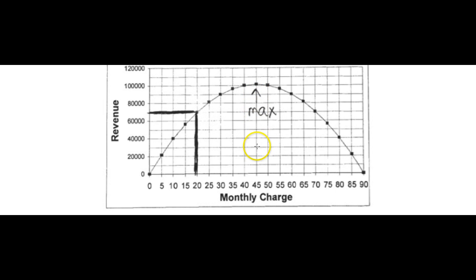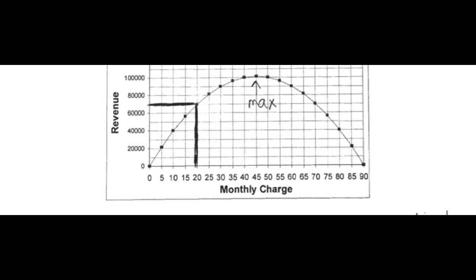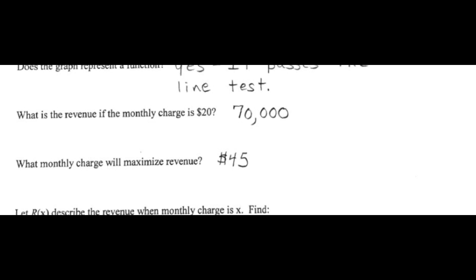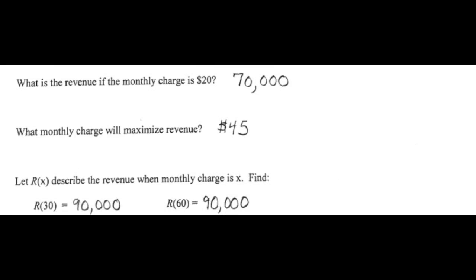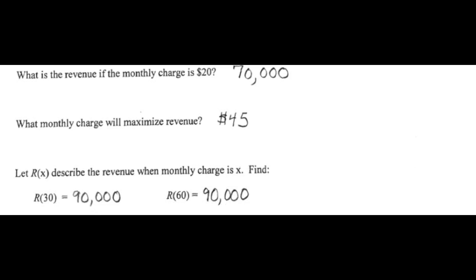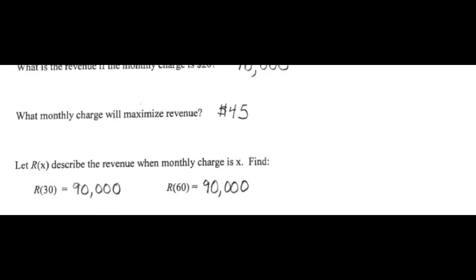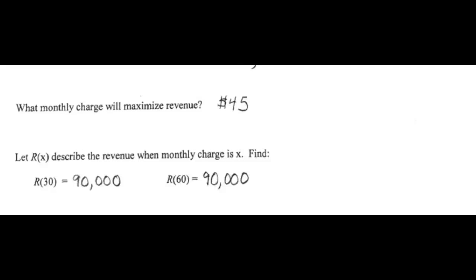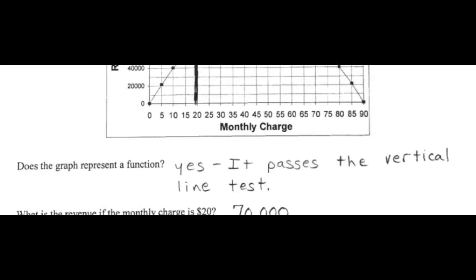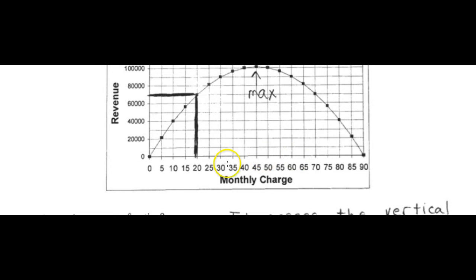And where will we achieve that? What monthly charge will give us the maximum revenue? Come down from the maximum, and you will realize that a $45 monthly charge will give us our maximum revenue. What is R of 30? R of x is the revenue, so what is R of 30? Look at your graph. When you put 30 into the graph as a monthly charge, what is the revenue?